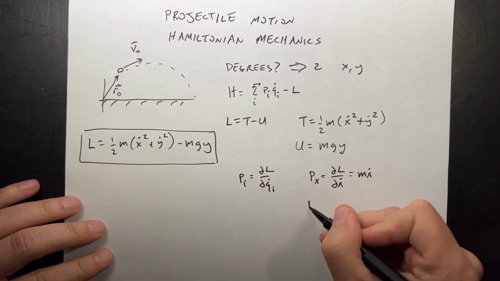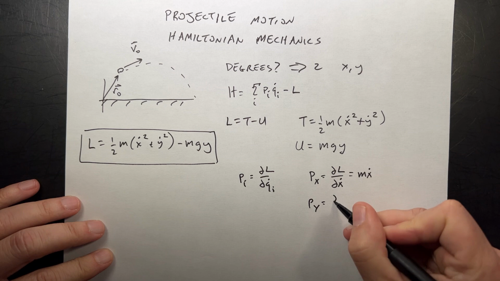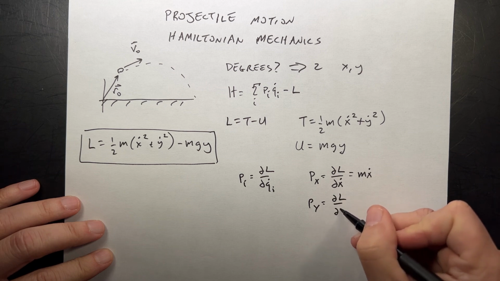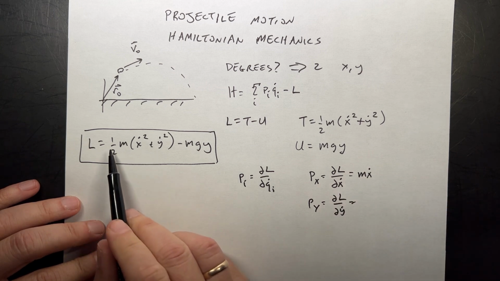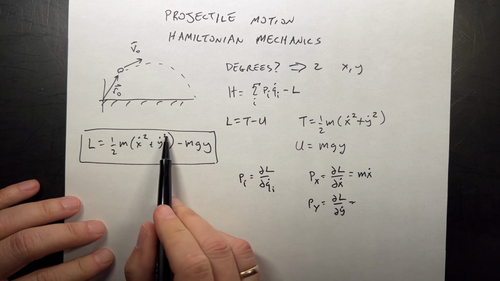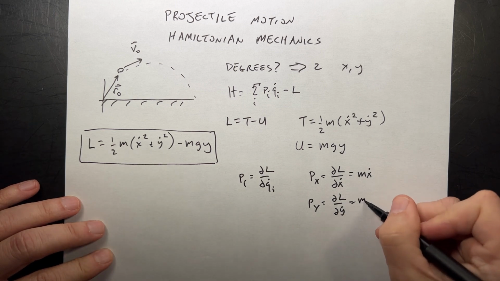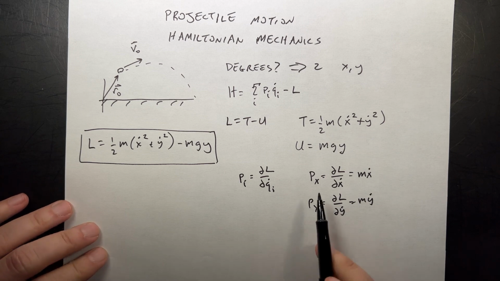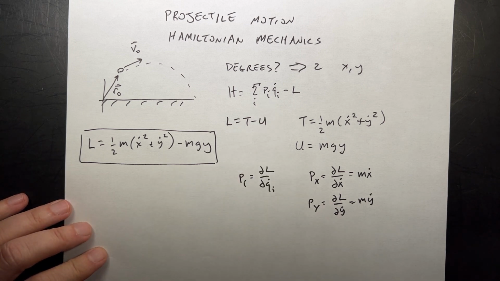Next, p_y is the partial of L with respect to y dot. Again, it's the same thing. It's 1/2 m y dot squared, so when I bring the 2 down, I just get m y dot. So now I have p_x and p_y, and that's important up here.